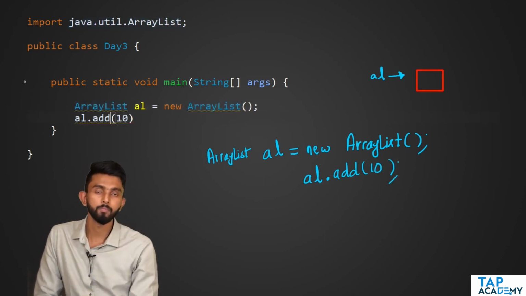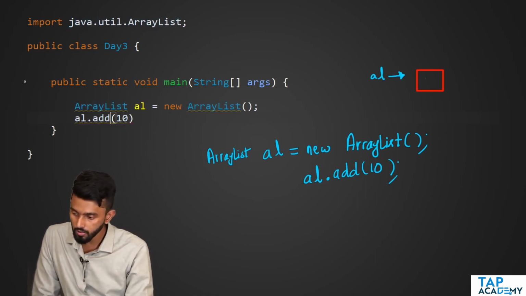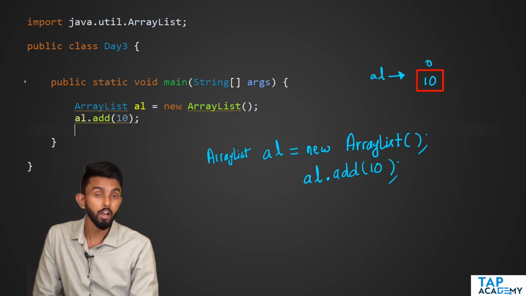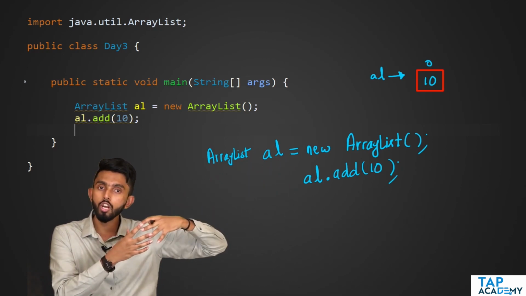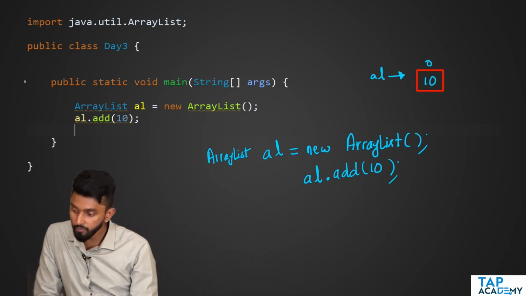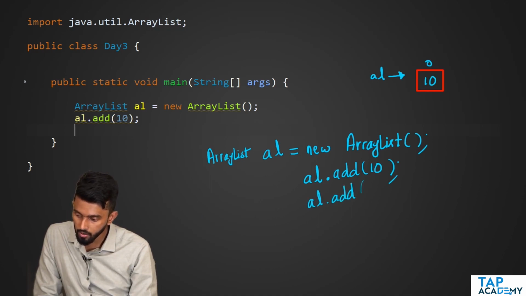Like this. Are you able to think? If you do this, 10 gets added. This is the 0th element. Now, it's a dynamic array. It can grow in size, it can shrink in size, which means if I want to add another element, all I will tell my array list is, please add 20.